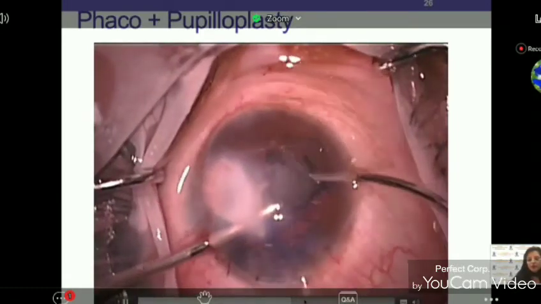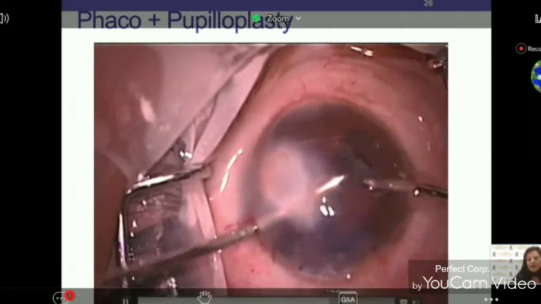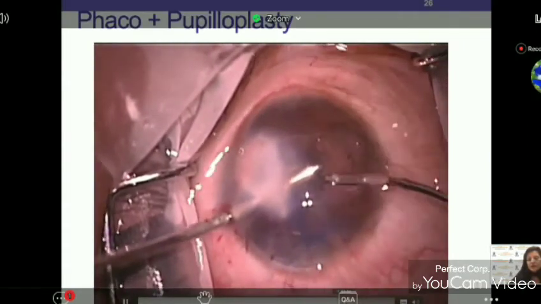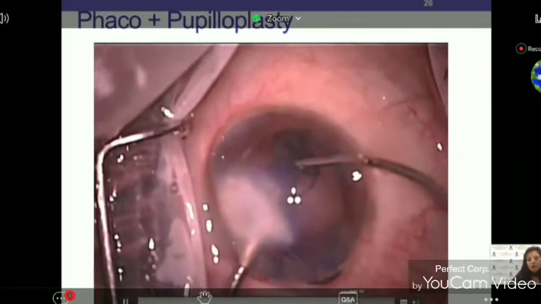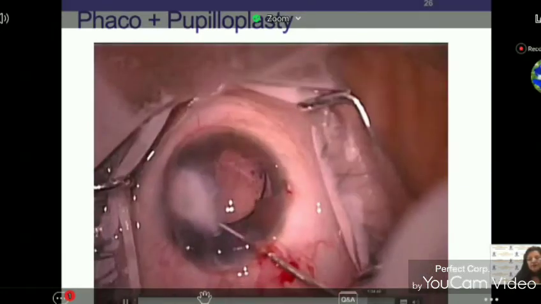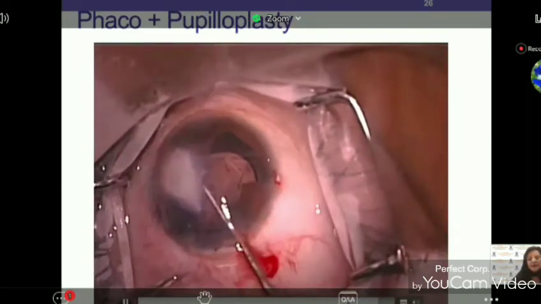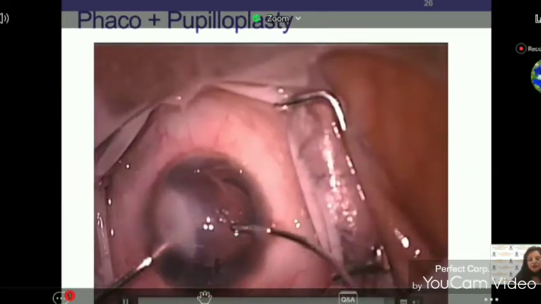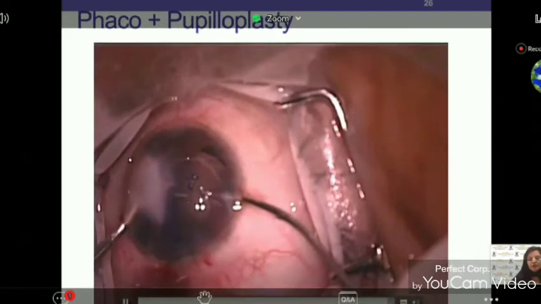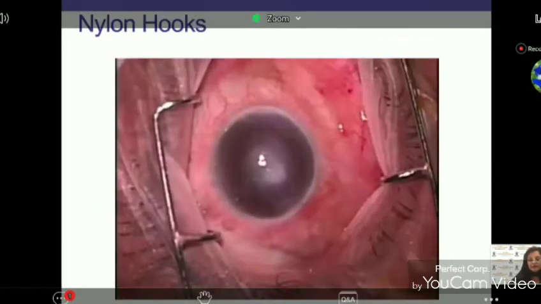So bimanual irrigation aspiration is being done here because this was a child, and this is subsequently followed by the foldable intraocular lens implantation. And as this is done, then one may even have to enlarge the pupil in the post-operative period because you want the patient to be able to see from the area which has been enlarged.